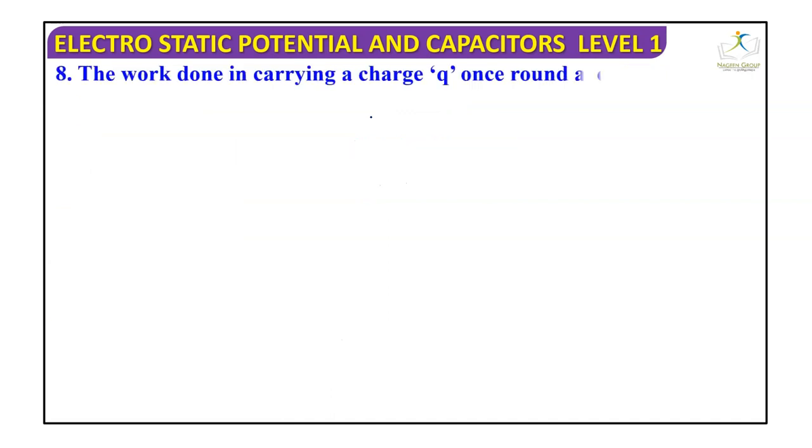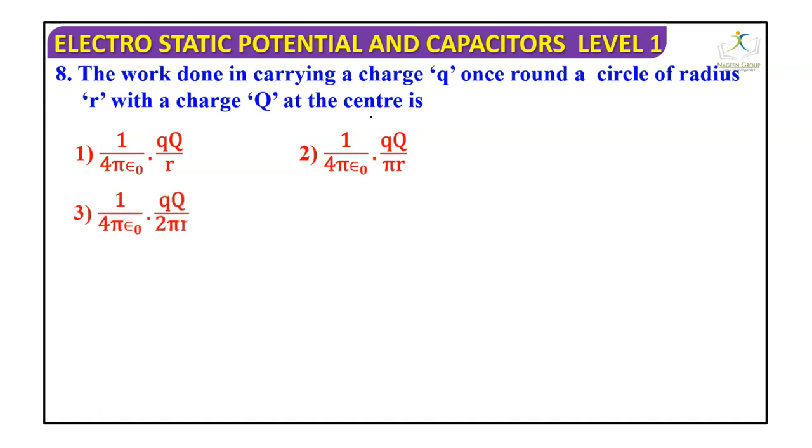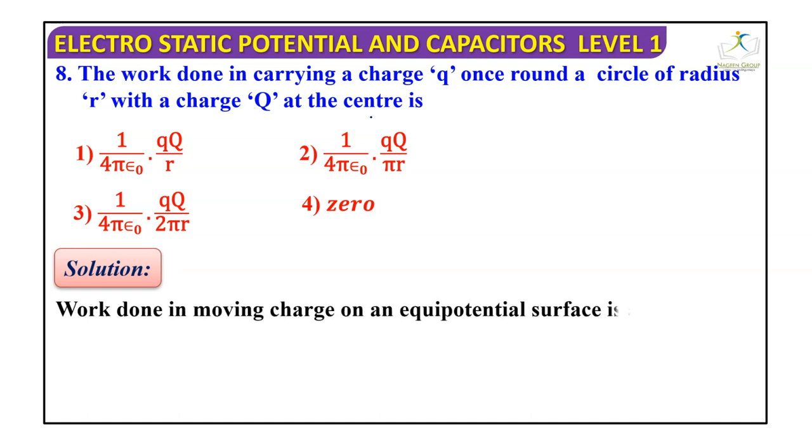Next we have the work done in carrying a charge Q once round a circle of radius r with a charge Q at the center is. We have these options. So let us move on to the solution. Work done in moving a charge on an equipotential surface is always 0. Hence, the correct option is 0.